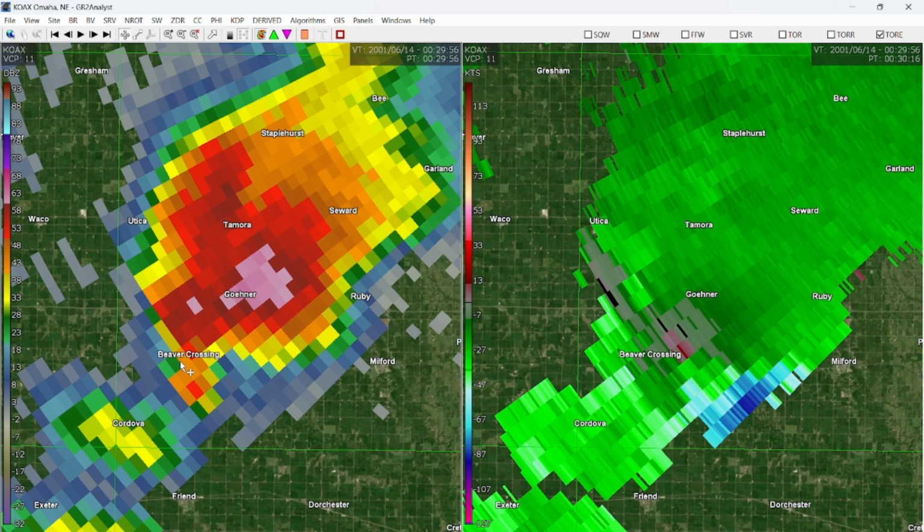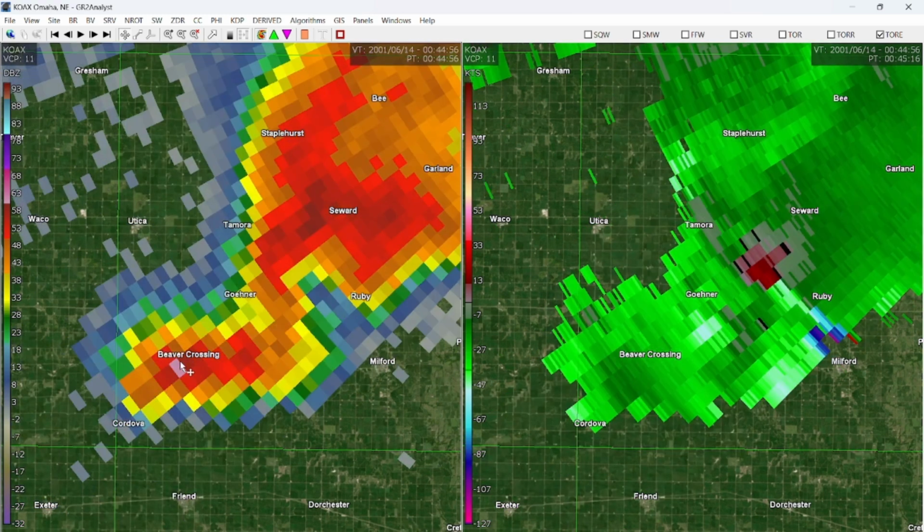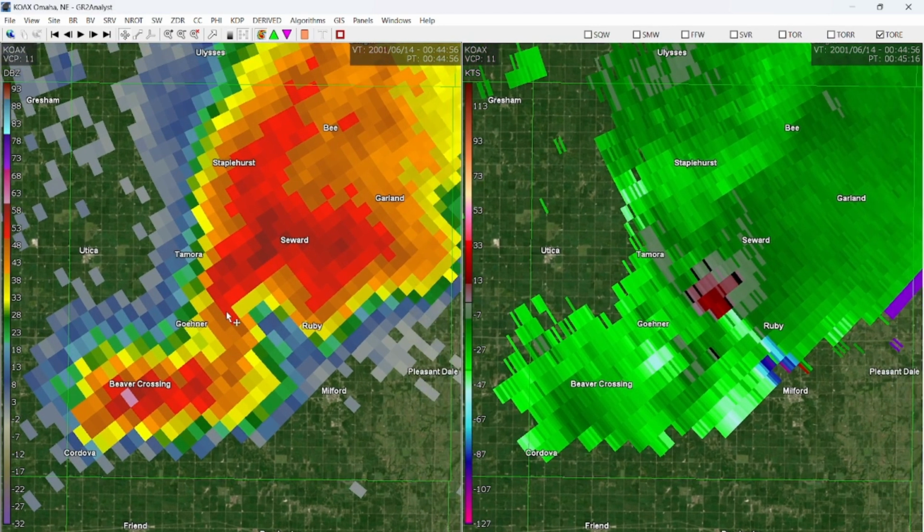So, you can see how the forward flank downdraft of this storm appears. You can see that the forward flank downdraft of this storm is right next to the hook echo of our main supercell.